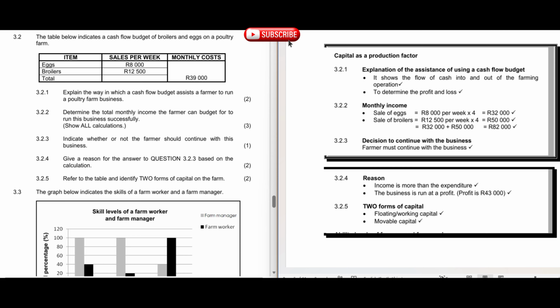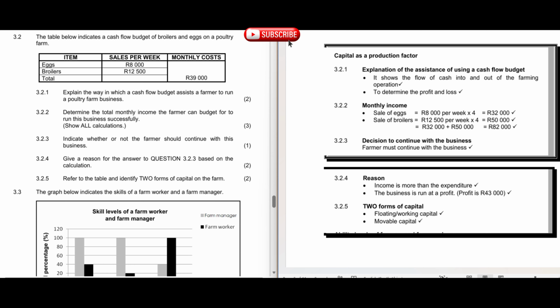They told us that the monthly costs are 39,000, and we found that the monthly income generated from sales amounts to 82,000 rands. So basically, it means we are breaking even because we can cover our total monthly costs of 39,000 rands, leaving us with a lot of profit. This means our business is doing exceptionally well. Therefore, the farmer must continue with the business.